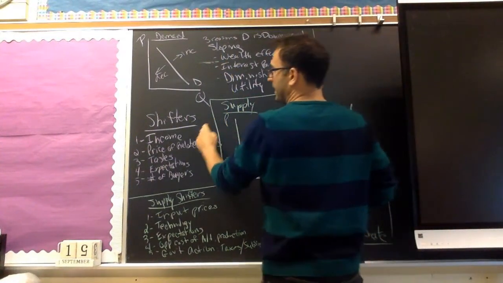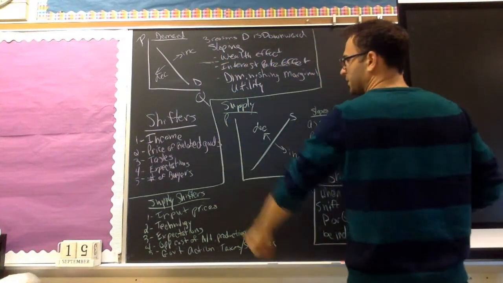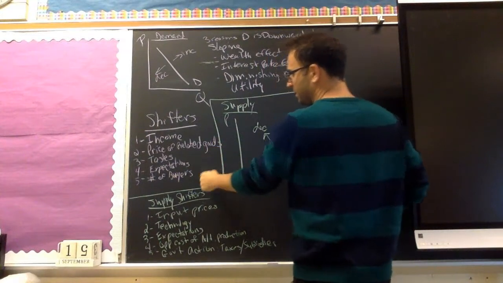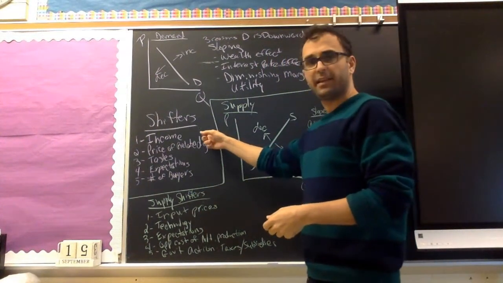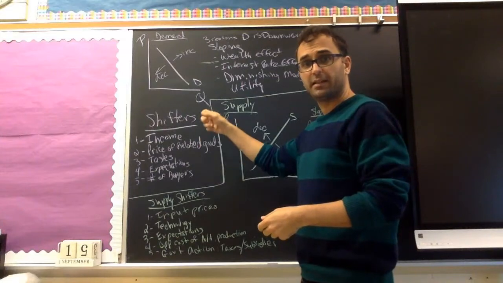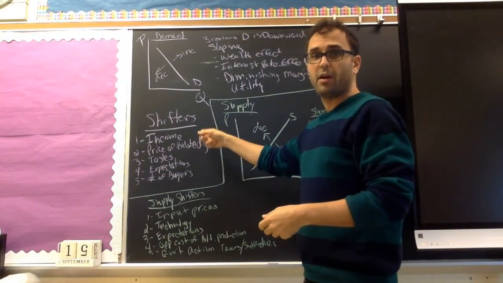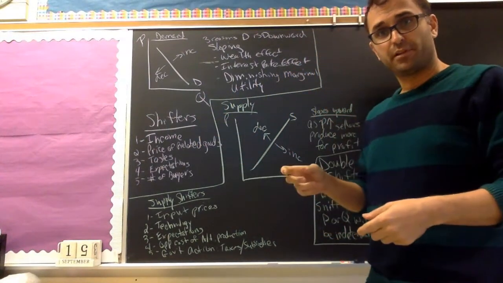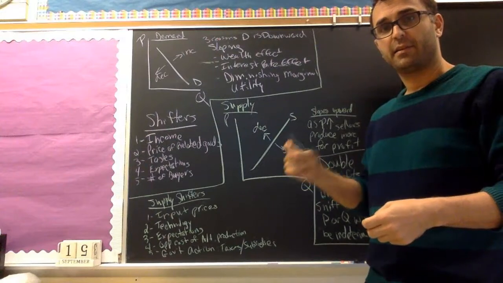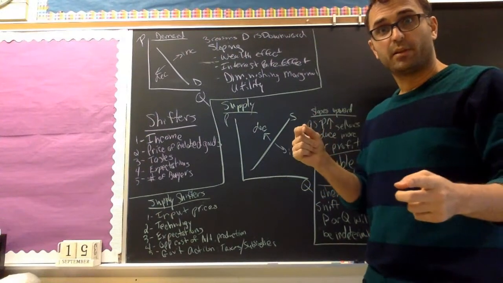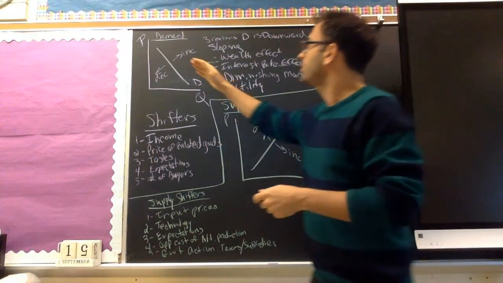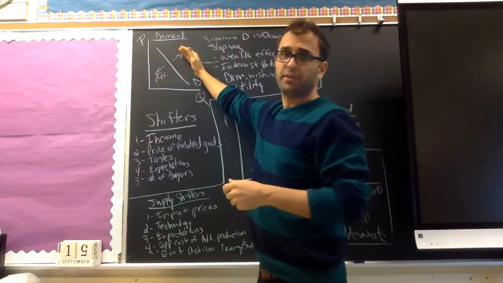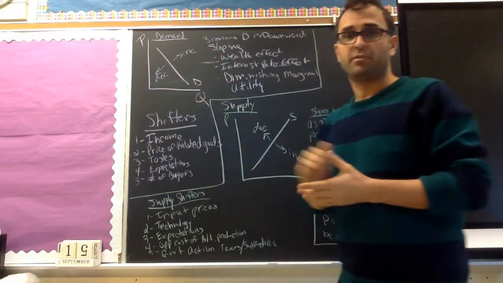The shifters of demand are as follows: income, price of related goods, taste, expectations, and number of buyers. In prices of related goods, please don't forget things like complementary goods and substitute goods. All right, don't forget things like inferior goods and normal goods. If you don't know what those are, look them up under price of related goods. In general, a shift to the right for any curve is an increase. A shift to the left is a decrease.